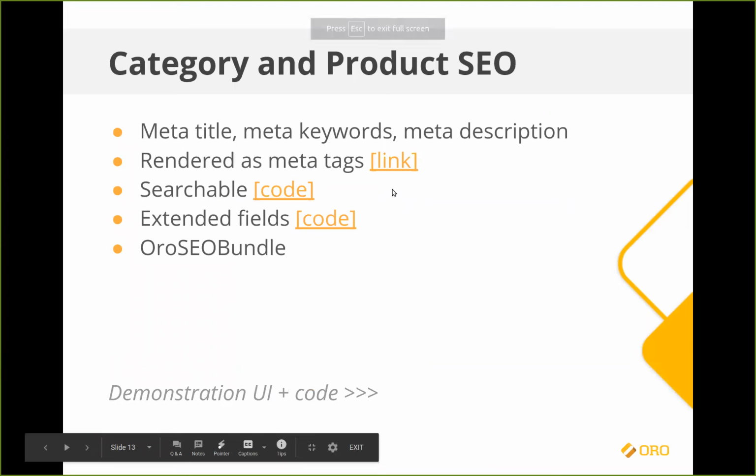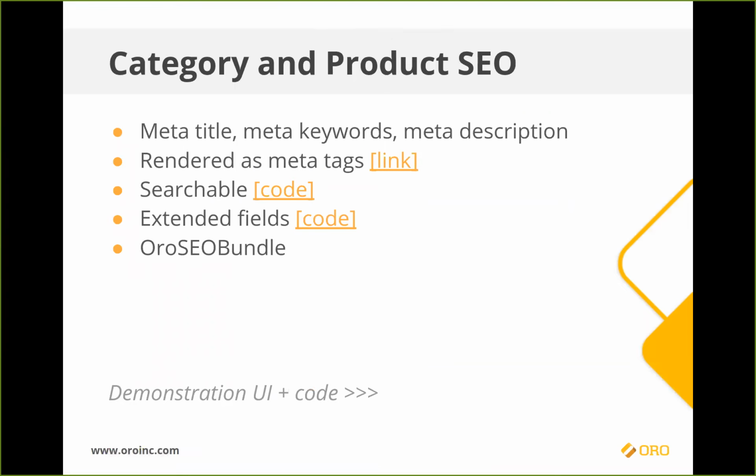Now the SEO. We have already quickly had a look at the SEO fields, but in general, both master catalog and web catalog have three options. They have meta title, they have meta keywords, and they have meta descriptions. And all of these values are rendered just as plain meta text at the appropriate page at the storefront. It's searchable, so it means that, for example, if you specify the keywords, you will be able to find the product using these keywords, and all this meta information is added as extended fields through the OroSEO bundle.